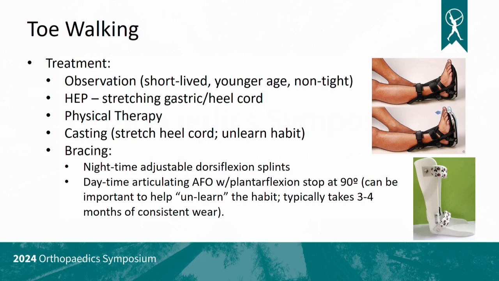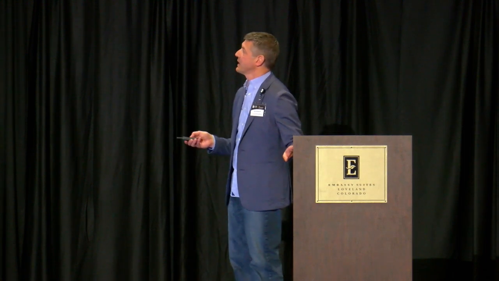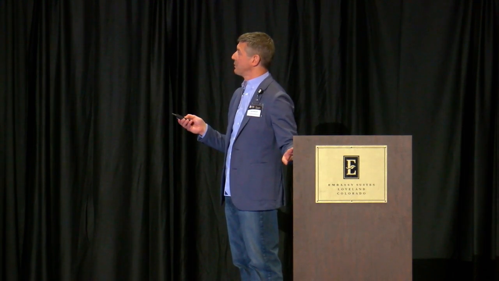And then sometimes they'll come in and their heel cord is fine, it's stretched out, they can get their heel on the ground, but they just have this bad habit, and they've tried therapy and they've tried different things, they just can't break the habit. That's when I'll go to using a daytime AFO with a hinge in it and a plantar flexion stop at 90, so they can't plantar flex, but they can dorsiflex, and it helps them unlearn this habit of toe walking. And at nighttime, if they have a tight heel cord, I'll sometimes put them in a brace that looks like this to help stretch their heel cords at night.